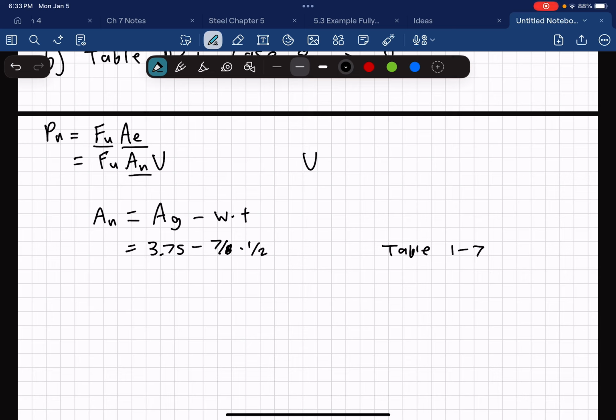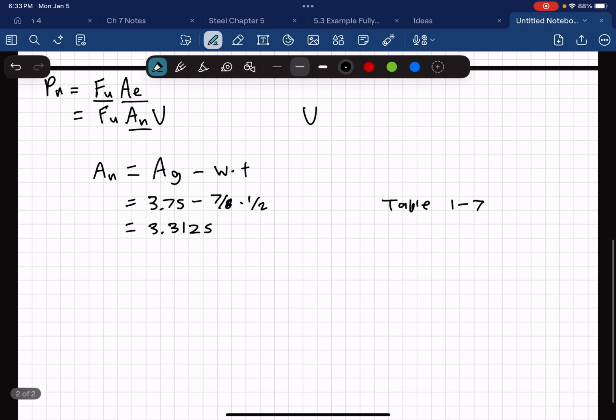Now that we have those worked out, we can simply plug this in, and it will mostly be a function of figuring out our shear lag from here. So 3.75 minus 0.875, which is 7/8, times 0.5 is 3.3125.